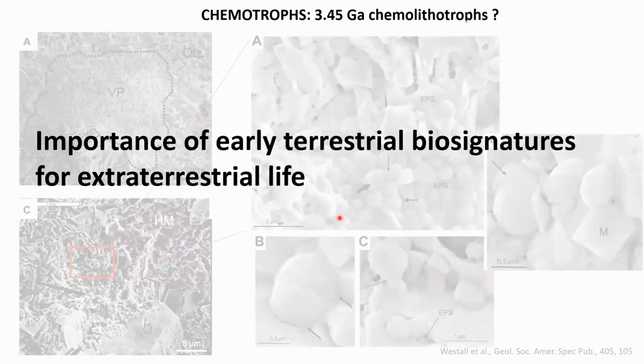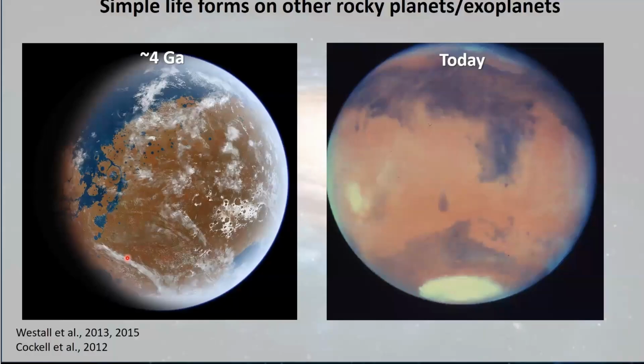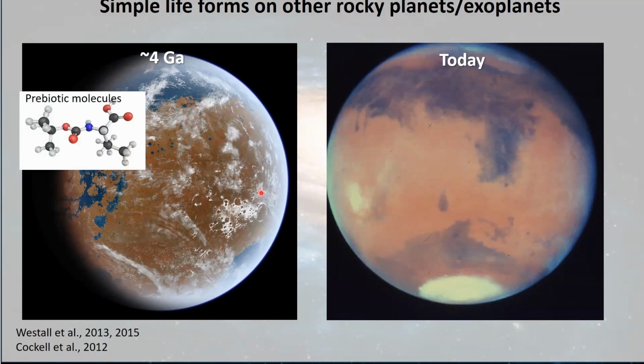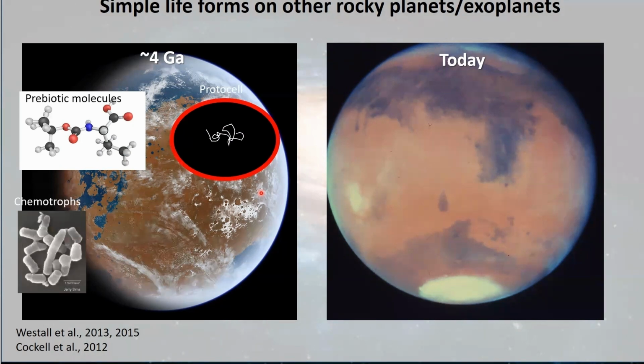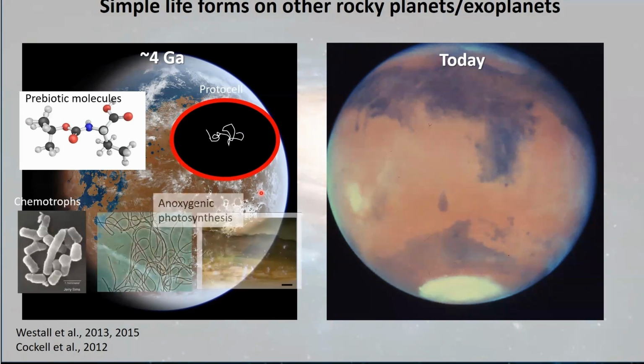So just to underline the importance of study of the early terrestrial signatures for extraterrestrial life, we'll have a quick look at the situation for Mars. For instance, early Mars, pre-Noachian Mars, Noachian Mars, there was water at the surface, maybe not as much as is shown in this artist's impression. Today, it's a dry desert. There would have been prebiotic molecules on early Mars, perhaps protocells, maybe some organisms similar to the chemotrophs I've been showing you. And in the most ideal situation, perhaps an organism that had developed some kind of photosynthesis.